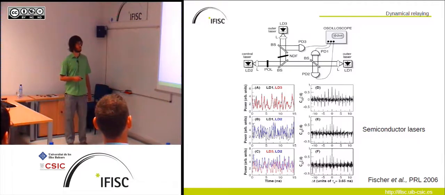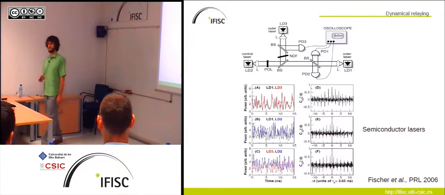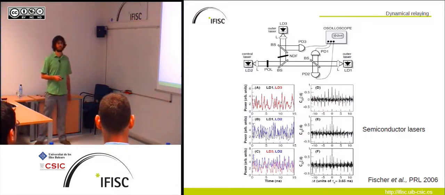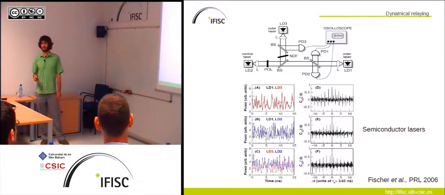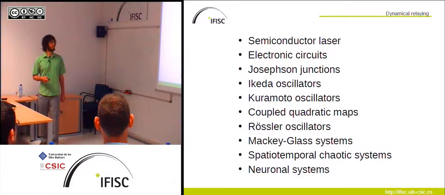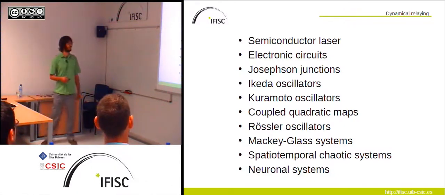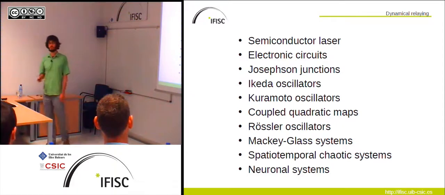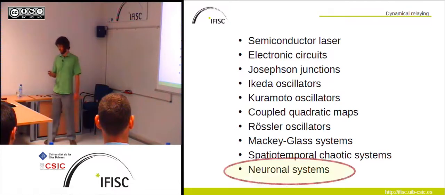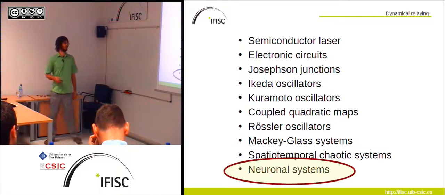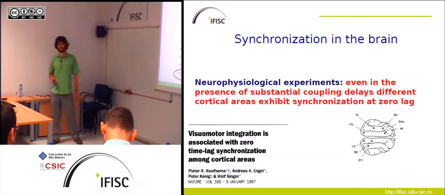They used semiconductor lasers, and this was done in experiments. They also showed it in simulations, and also in motifs of neurons. So this already showed that the phenomenon is very general. Afterwards, this was also shown in many other systems, highlighting the general aspect of the dynamical relay. We are going to concentrate on the dynamical relay in neuronal systems.